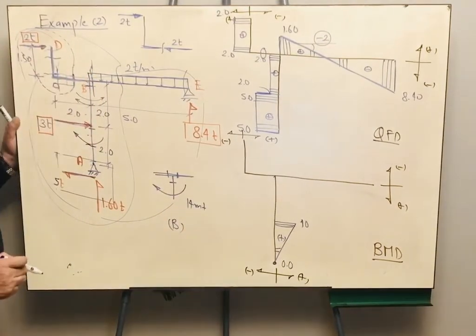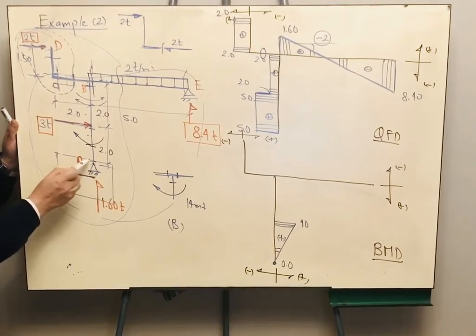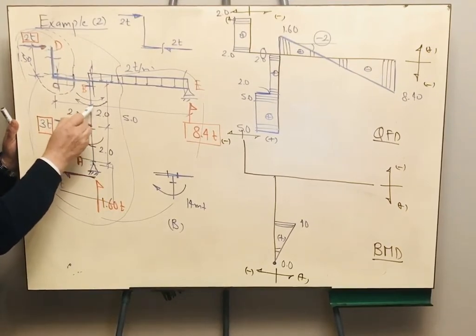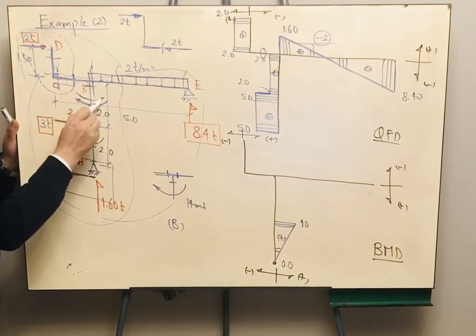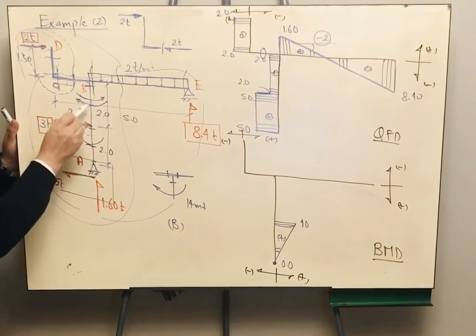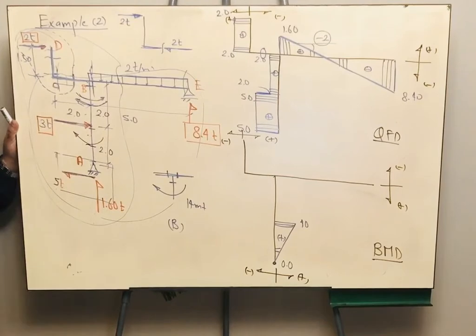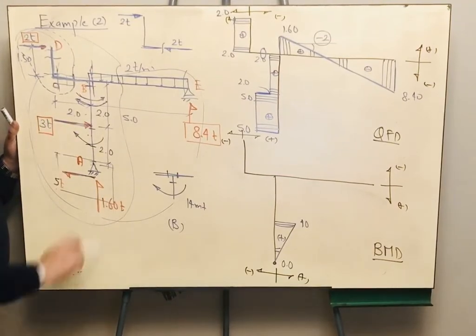Again, how did I get the 14? 5 multiplied by 4, rotating in this direction, and 3 multiplied by 2, rotating in the other direction. So I am having 20 minus 6 gives 14. So the result here is 14.